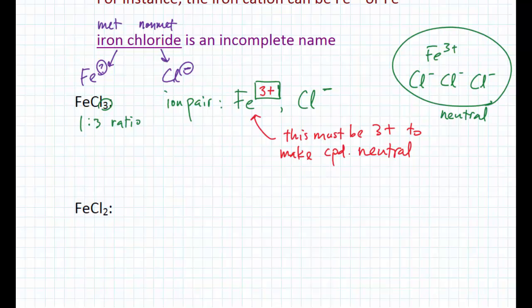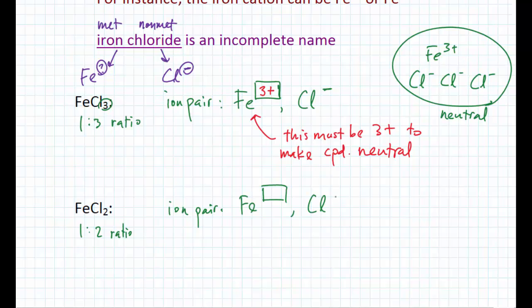So FeCl2 is another compound that iron makes. It's a 1:2 ratio. Its ion pair, Fe, and let's draw a box there because we don't know just yet what that is. Cl we always know is minus. Looking at this ratio, what charge would this iron have to be? 2 plus? Okay?